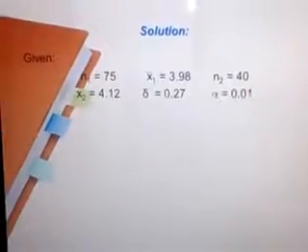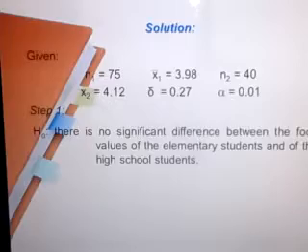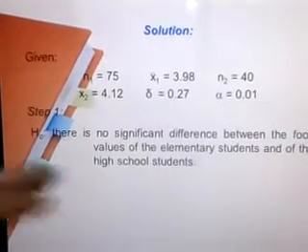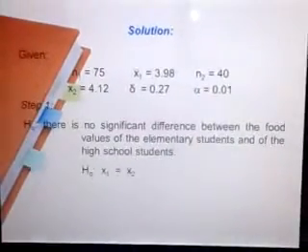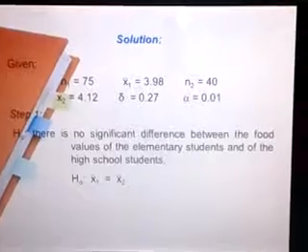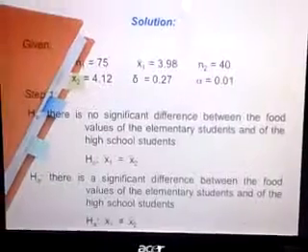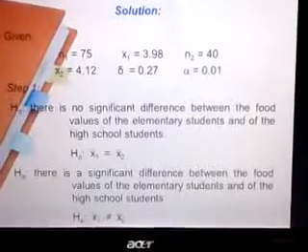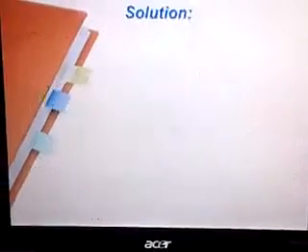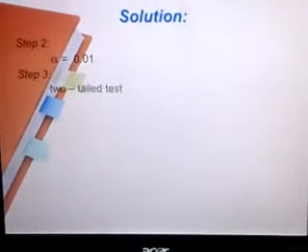Then the solution, the given, then step 1, our null hypothesis: there is no significant difference between the food values of the elementary students and of the high school students. So our mean 1 should be equal to our mean 2. Then there is our alternative hypothesis: there is a significant difference between the food value of the elementary students and of the high school students. So our level of significance is 0.01. Step 2, it is considered as two-tailed.